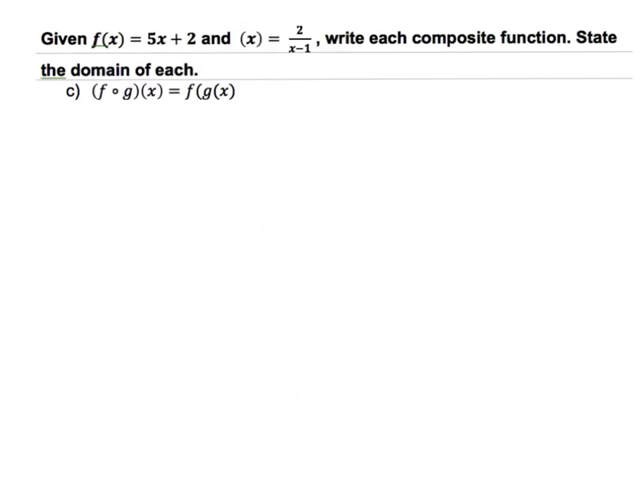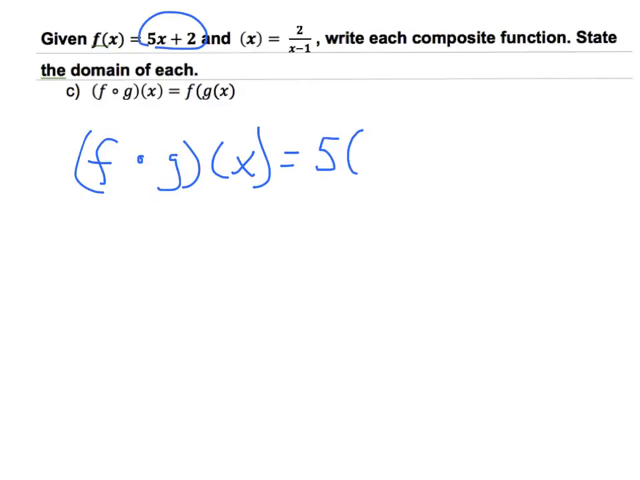Okay, let's try another one here. So again, we are finding f of g of x, and this time I'm going to use this notation just to get you used to me interchangeably changing between these two. In looking at these, I'm going to take this function right here and write it, and I'm going to put a parenthesis there because I know that I am plugging the other function in for it. Okay, so substituting the 2 over x minus 1 into that, now all I'm going to do is simplify that. So that's going to give me 10 over x minus 1 plus 2.